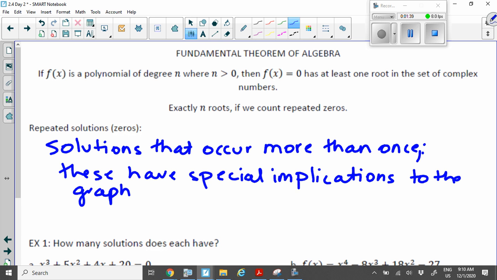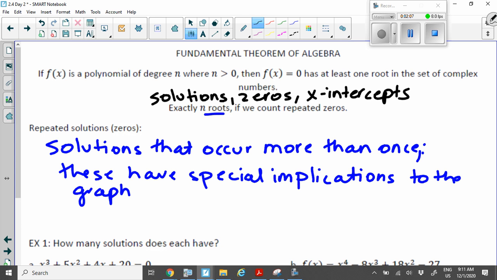So like when we did the quadratics, so when we talked about all quadratics, right? Our degree for those was 2. And whenever we did it, we would have 2 solutions, right? Or 2 roots. So remember, roots, what are some other names for those? So you'll see we have solutions, zeros, and x-intercepts.